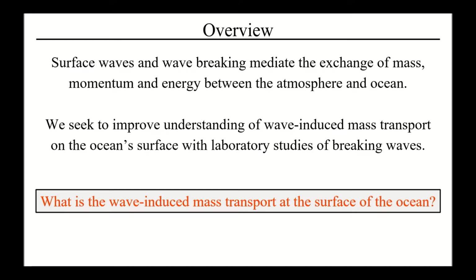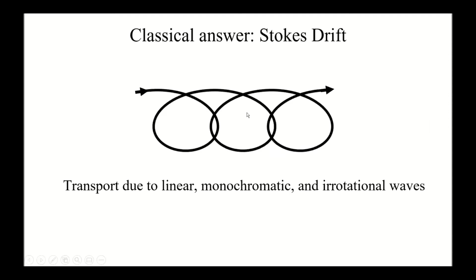So first, let's look at how that question is currently being answered. The way we currently answer this question is with the Stokes drift. This was first derived in 1847 by Sir George Stokes. And the idea is that if a wave is moving from left to right in this diagram, a particle will move on these loops, but the loops aren't totally closed and there's this net forward drift. And he derived this in the case of linear, monochromatic, and irrotational waves.